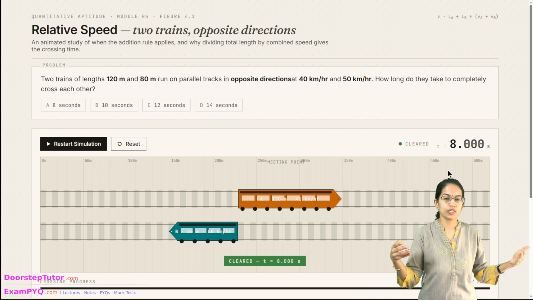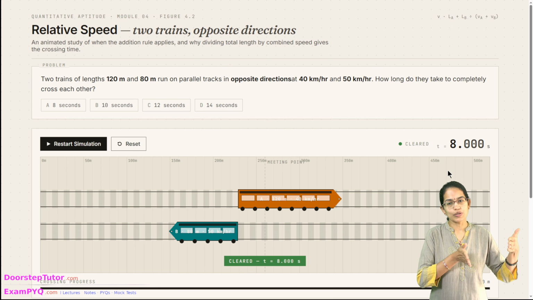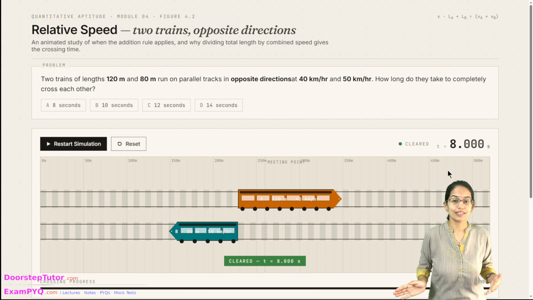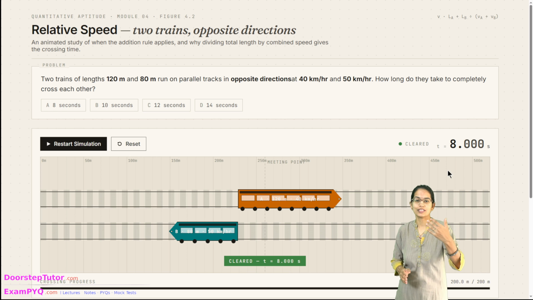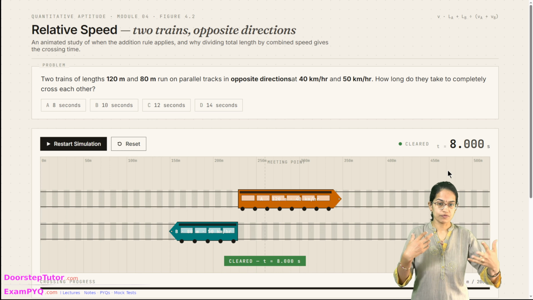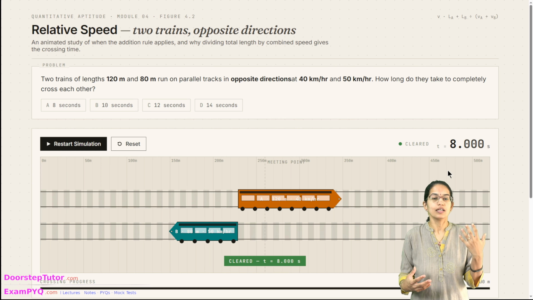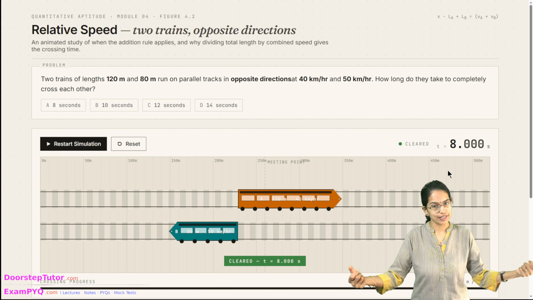In the next session we'll take another example where two trains are running parallel to one another. In that case we won't do the addition. So let's see how it works. Now with the visualization, that becomes very clear why and how we are adding the counts.